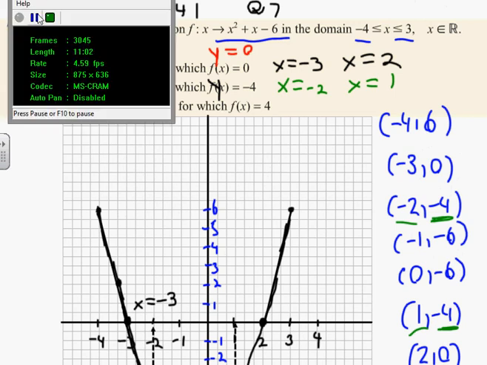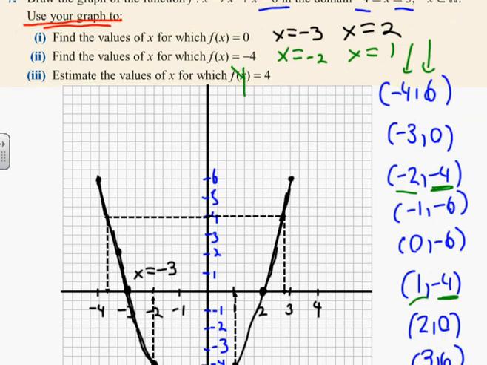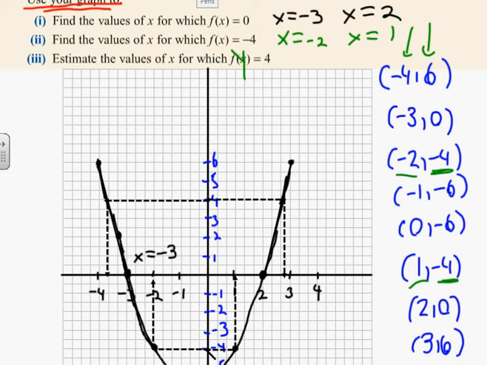Okay, right. Estimate the values for which f of x equals 4. The y values equal 4. Go to 4 on this axis and what happens there? Hit the graph and go down. About 2.7 I'd say. X equals 2.7 and the other one? This one here? Minus 3.6, minus 3.7 somewhere.